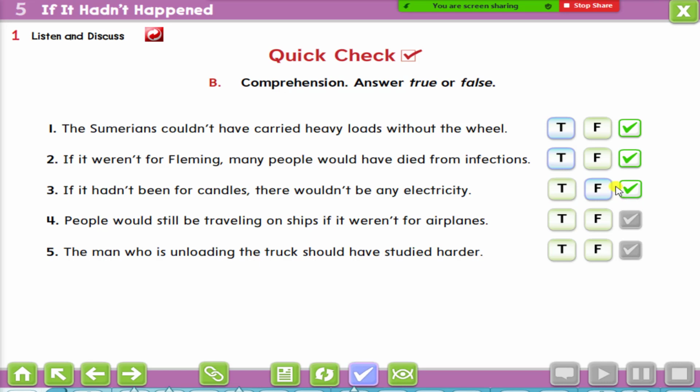Okay, Suhai, number 4. People would still be traveling on ships if it weren't for airplanes. True. True, yes, thank you, Suhai. And the last one. Yes, Muhammad. The man who is unloading the truck should have studied harder. True. True, he should have studied hard. Okay, thank you, guys.